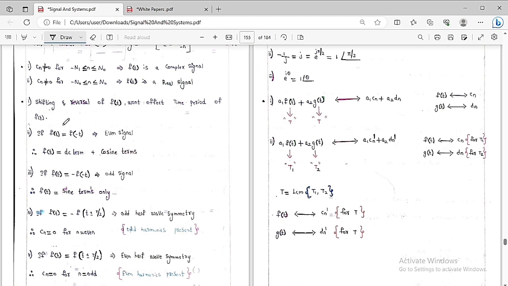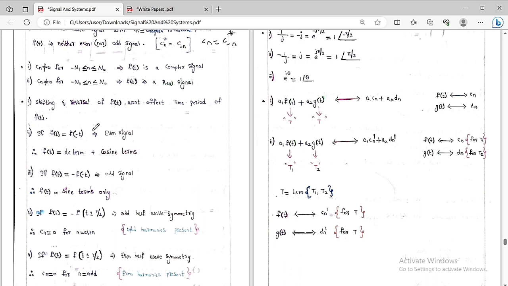The next thing is shifting and reversal of f of t won't affect the time period of f of t. See, only scaling is going to affect the time period of a signal f of t. Shifting is just moving a signal to the left or right, and reversal is just moving its mirror image. By those two things, the time period will not change. Only with the help of time scaling is the time period going to change. So by the shifting property and the time reversal property, the time period won't be affected, but by time scaling, it is going to be affected.